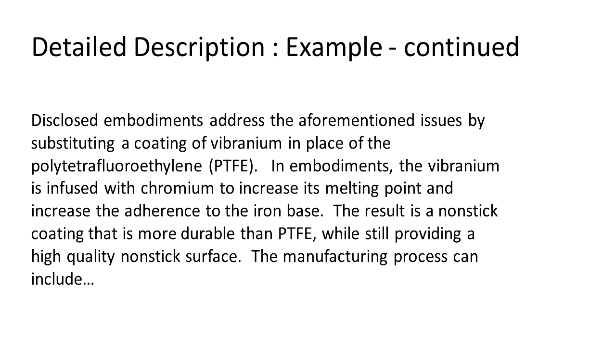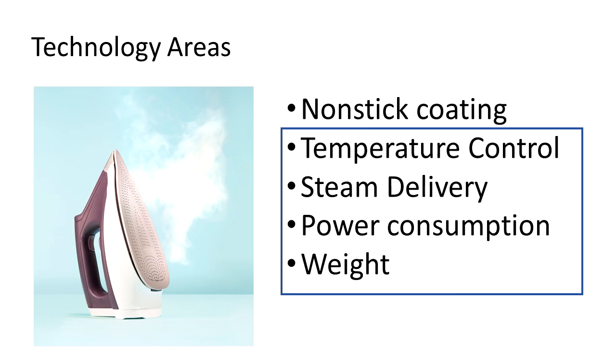So here we introduce our invention, what it is and why it is better than what currently exists. Again, that's referred to as the prior art in the patent terminology. We won't usually need to get very detailed in the other areas of the iron that aren't relevant to the invention. So these areas in blue, the steam delivery, temperature control, power consumption, and so forth, unless they happen to have some bearing on the nonstick coating, we don't really need to talk about those features too much.